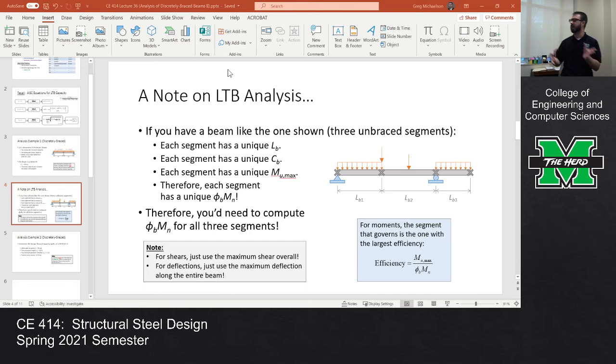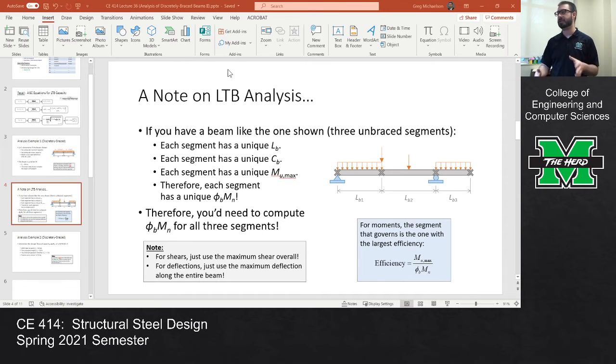But also, from a capacity perspective, each segment has a different Lb value. And if you look at the moment diagram, it's going to be all over the place. So each segment is going to have a unique Cb. So each segment would have a unique phi Mn.